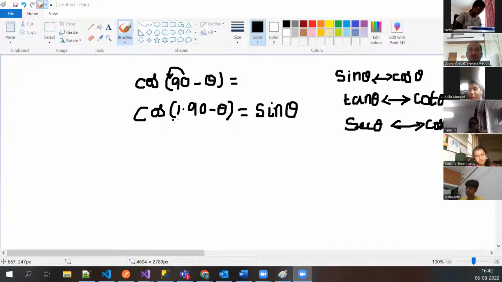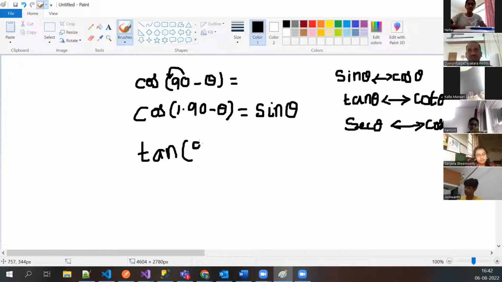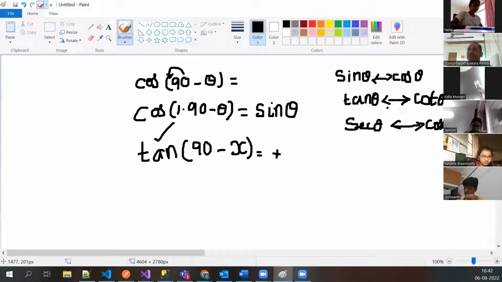So, cos of 90 minus theta is equal to sine theta. Let us take another example: tan of 90 minus x. It is in the first quadrant, so you need not think about the sign; you will get positive only. What is the opposite of tan? The opposite of tan is cot. So, the answer is cot x.